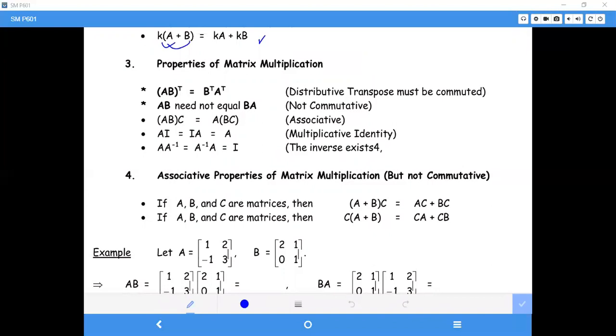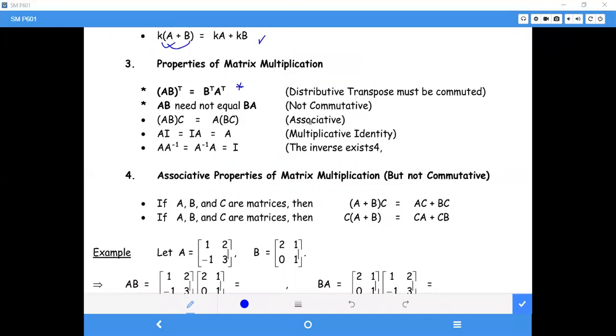You have to swap it, and then never forget about this, okay? It's very important. Yeah. And then next one, right? A times B might not be equal to BA. They don't have to be equal, right? Nothing guarantees the equality of them, okay?